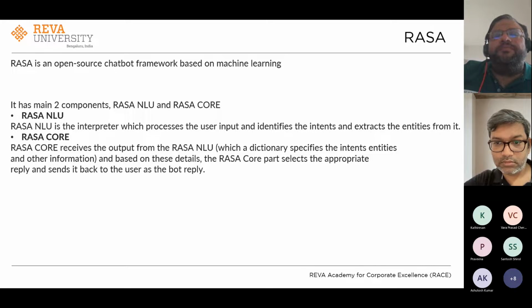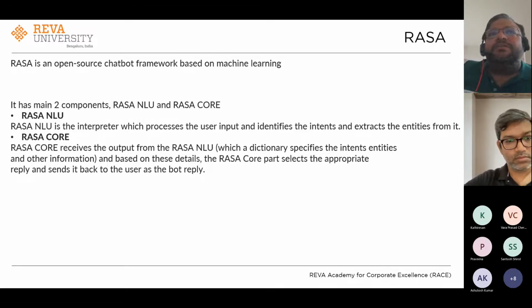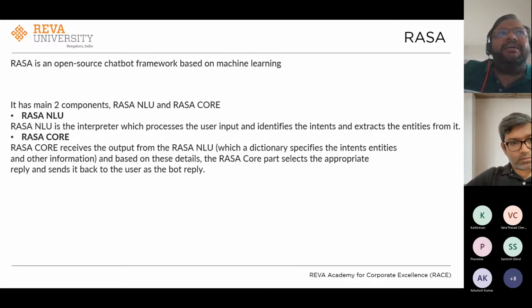Rasa Core is the whole. If you remember the first day slide where we had a process flow of the chatbot, there was something called dialogue tracking, dialogue management, right? Now Rasa Core does all those jobs. It receives the output from Rasa NLU, and based on these details, the Rasa Core part selects the appropriate reply and sends it back to the user as the bot reply. That's the whole idea behind the two sections of Rasa, NLU and Core.